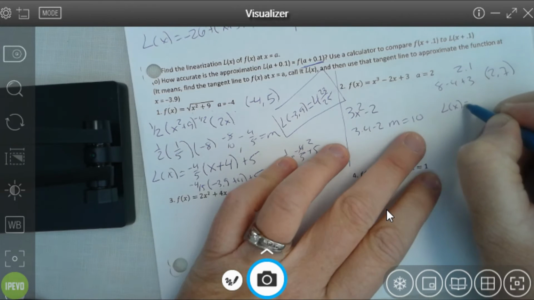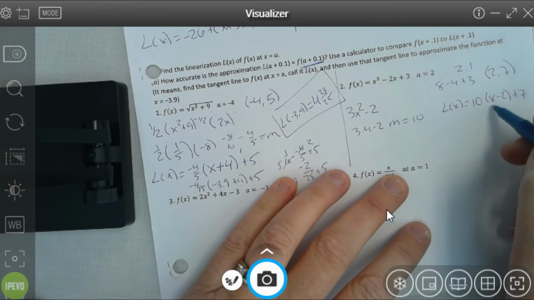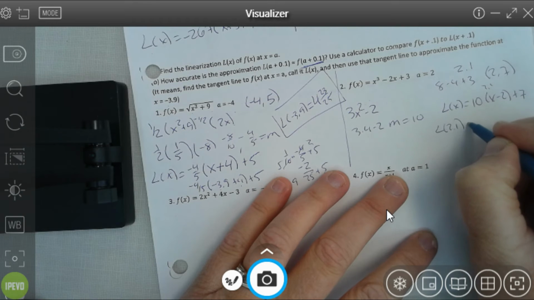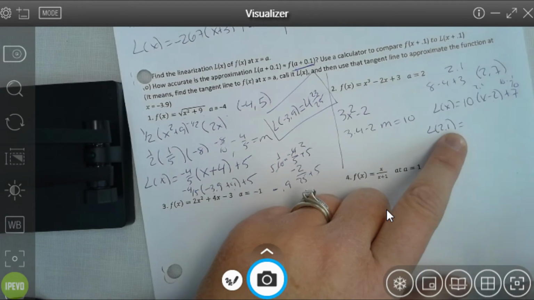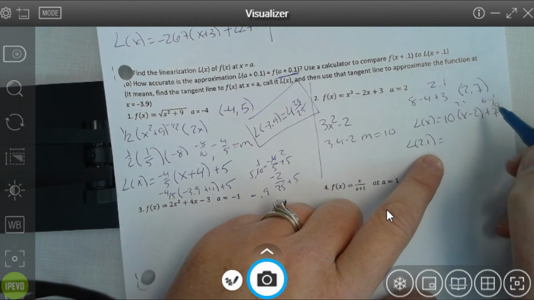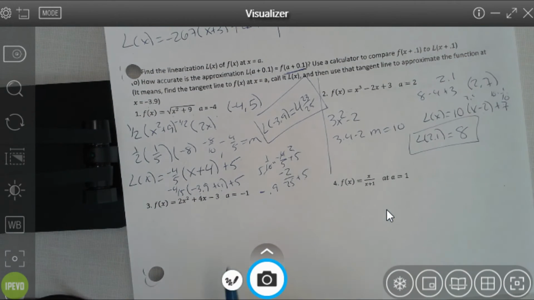So the linearization is slope times x minus my x, plus my y. And then you'd plug in your 2.1 here. So the linearization of that would be 10 times 0.1. So that's 10 times 1/10. Let me move my paper a little bit for you. So 10 times 1/10 is just 1. 1 plus 7, so I get 8. All right, so I think that we're probably good on this.